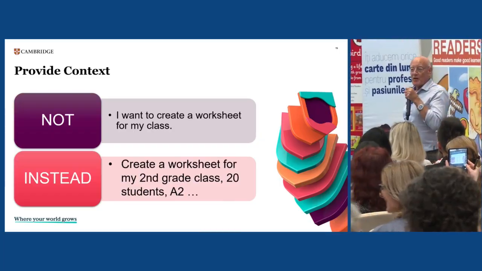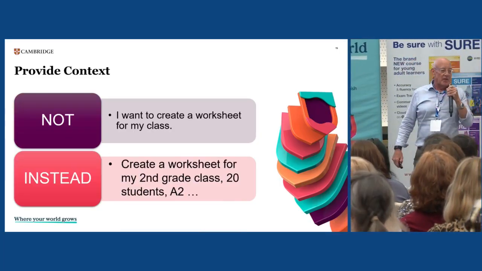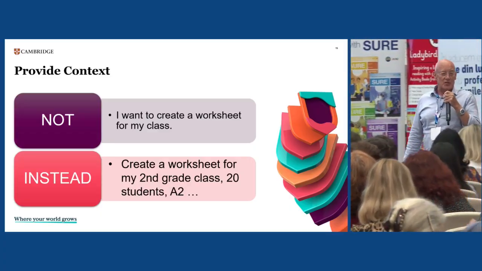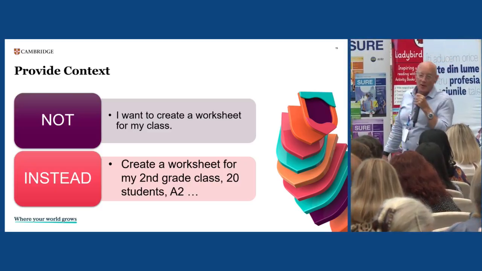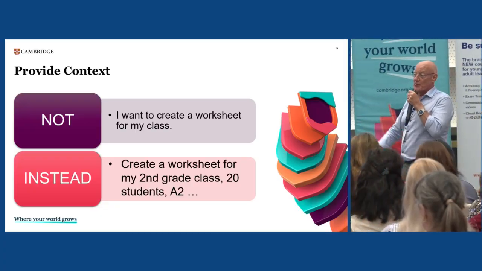Tell it who the class is. Second grade, 20 students, A2, online, face-to-face. Motivated students, not motivated students, multilingual, monolingual. The more you feed into it, the better the response is going to be.